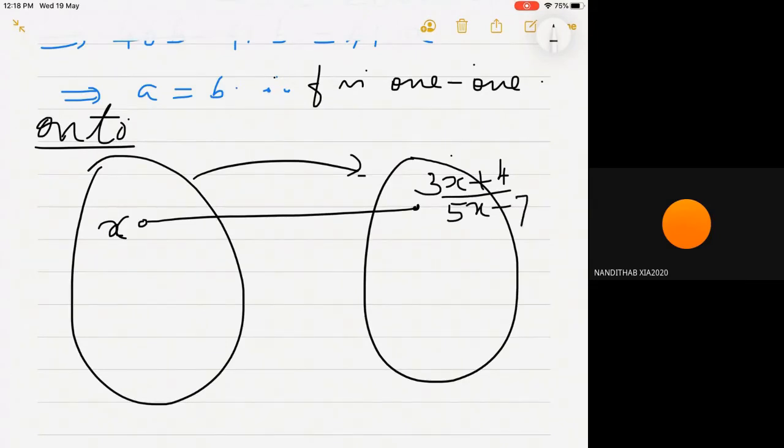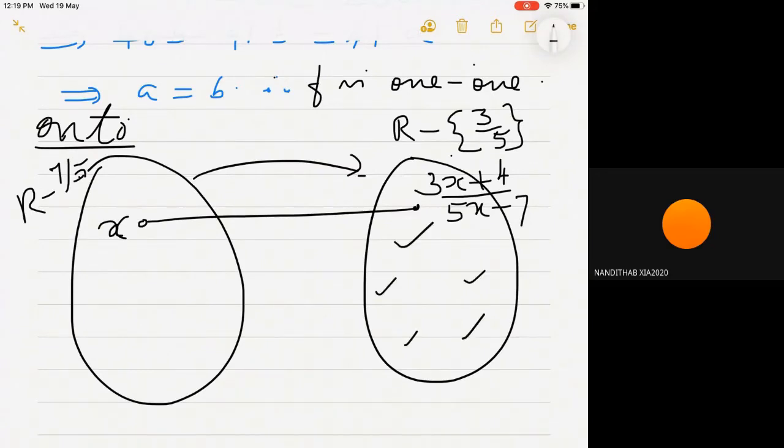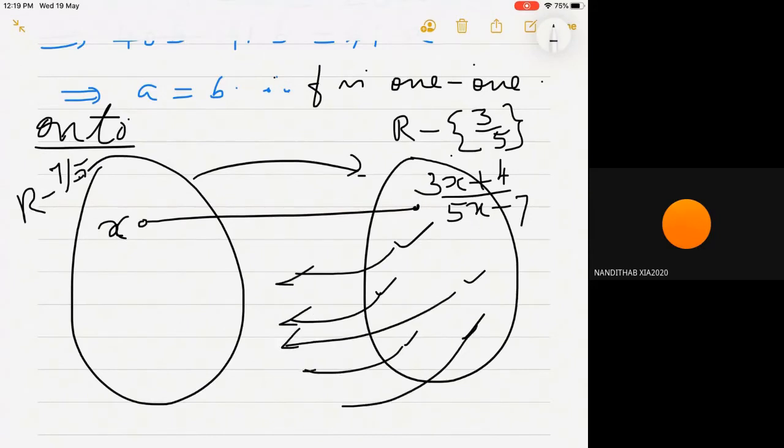Now to prove f is onto, you have to consider the codomain. What is the codomain here? The codomain is R minus {3/5} and your domain is R minus {7/5}. Now to prove f is onto, you take any element from this codomain and you have to say that for every element there exists a pre-image in the domain of the function. This only you have to show.